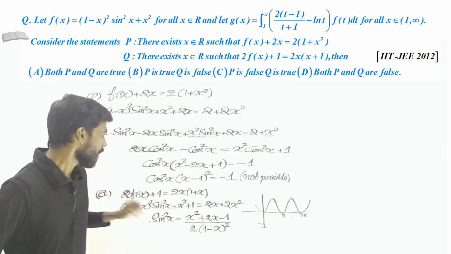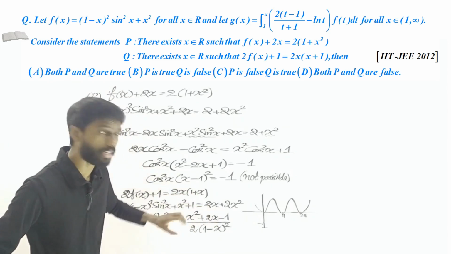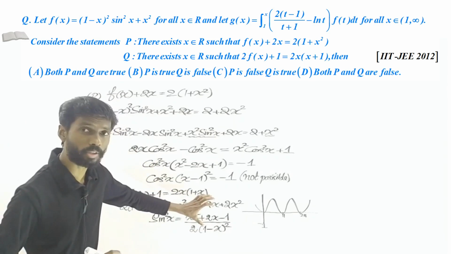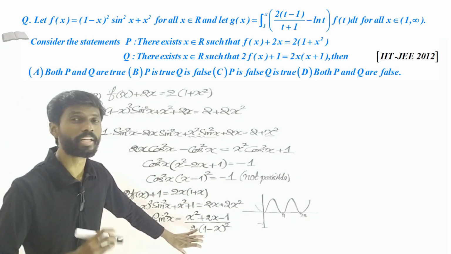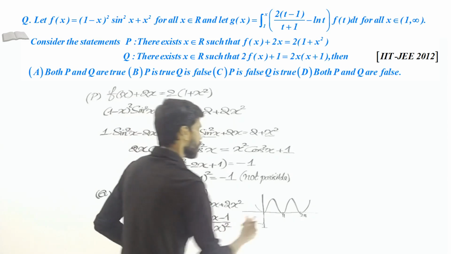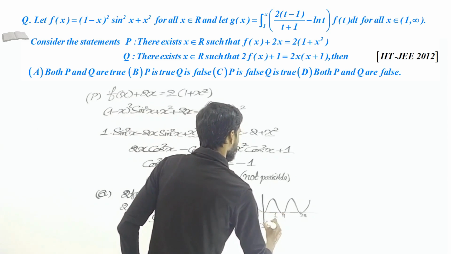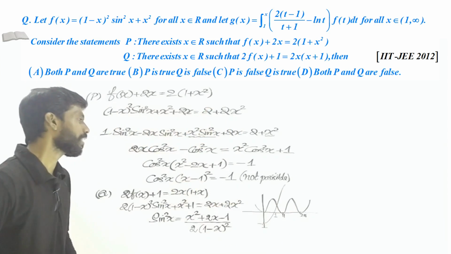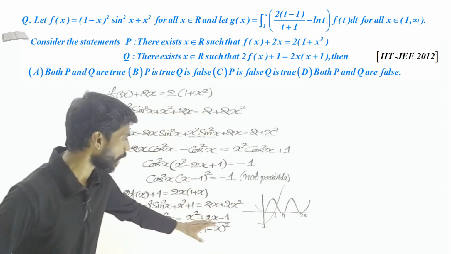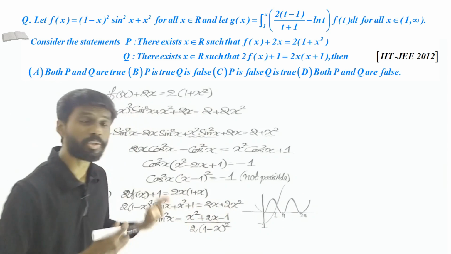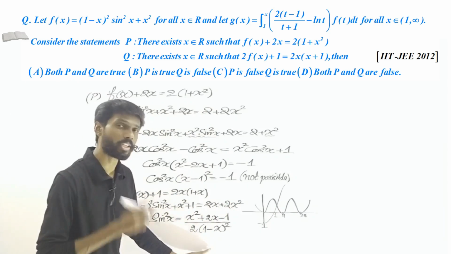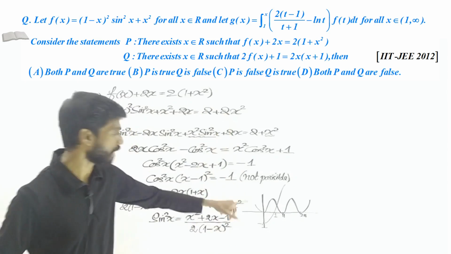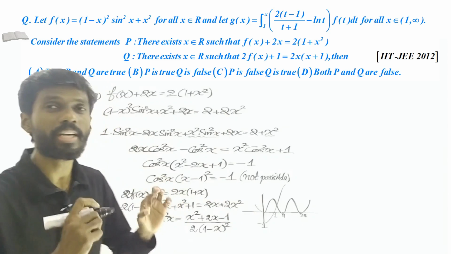If you substitute 1 here, the numerator is positive: 1 plus 2 minus 1, that is 2. Numerator is positive, denominator tends to positive infinity, so the whole value tends to positive infinity at 1. That means this curve will definitely intersect at some point. It is a continuous function between 0 and 1, though not continuous at 1, so the graph will definitely intersect. So there is one solution.